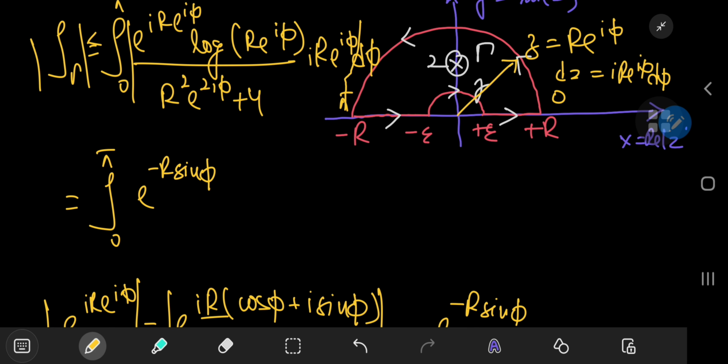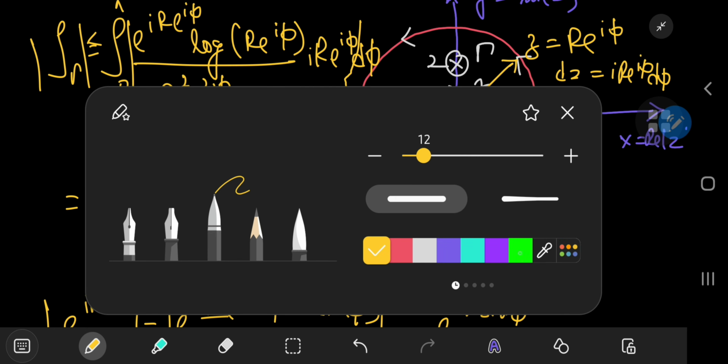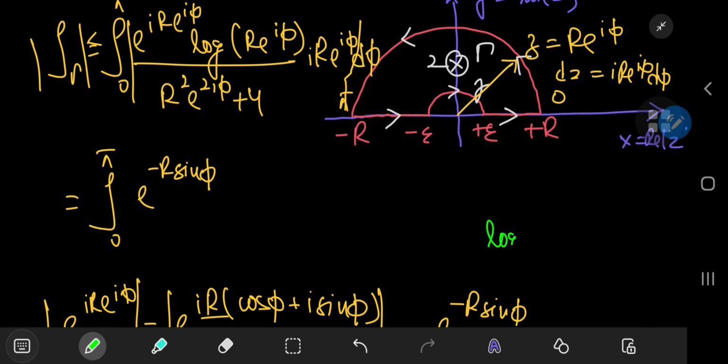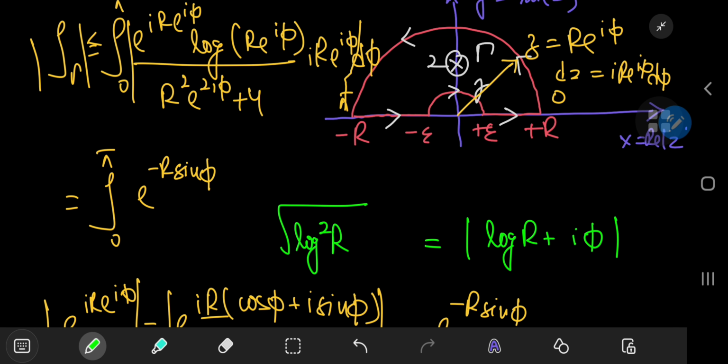And what about this log term? Well, giving separate attention to this term as well, we have log of r times e to the i phi, and you can write this as the sum of the logarithms of r and the log of e to the i phi, which is again just i times phi. And what is its modulus? Well, that is just the square root of the square of the log of r plus phi squared.